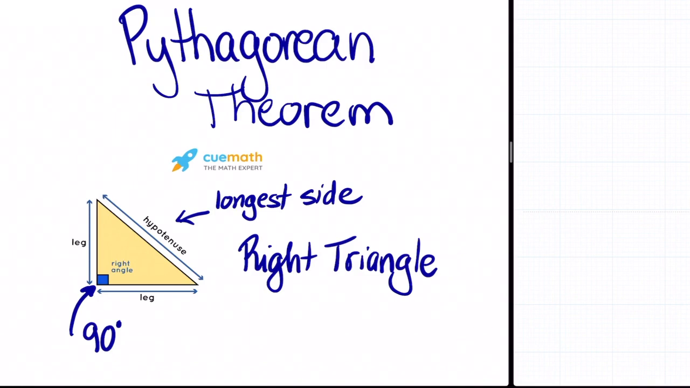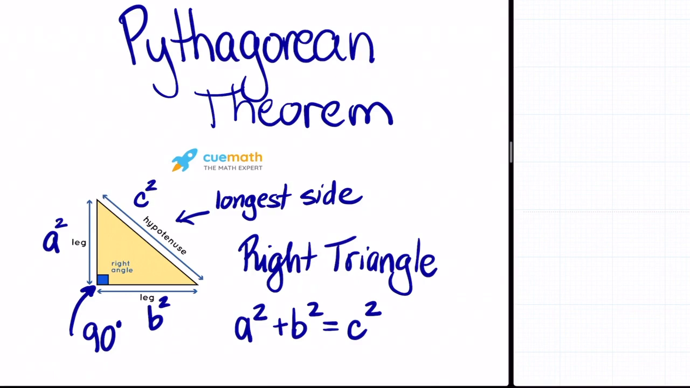So there's this really special relationship. A squared plus B squared is equal to C squared. In other words, the length of one leg squared plus another leg squared will give you the longest leg squared. So these two are going to be the legs, and this is our H, our hypotenuse. I'm just going to put an H there.